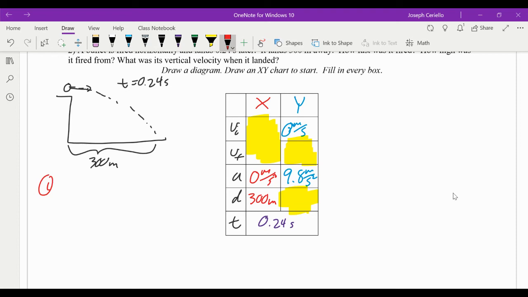In the x direction, there's only one equation we can use, V equals d over t. So Vx is unknown, d is 300 meters over 0.24 seconds. And I think this comes out to be something really big, like 1,250 meters per second.